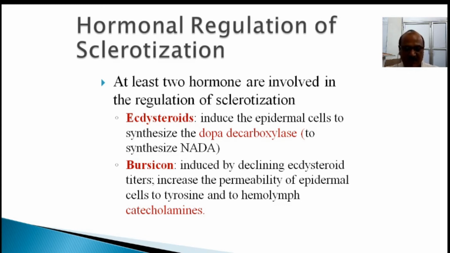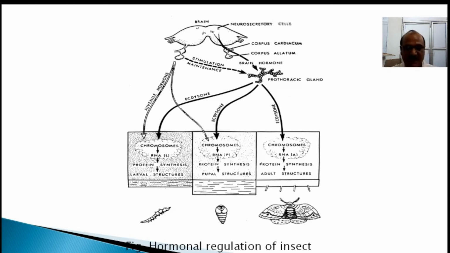And bursicon, which is secreted from the neuroendocrine part, that is the neurosecretory cells in the brain, and also from the ventral nerve cord, is a heterodimeric protein composed of two cysteine-rich polypeptide subunits. The genes that encode it are called burs and pburs, which are homologous to the bone morphogenetic protein antagonist gene family, which is involved in embryonic development in vertebrate animals.